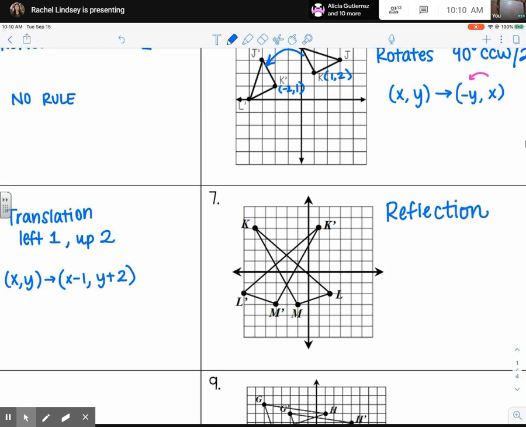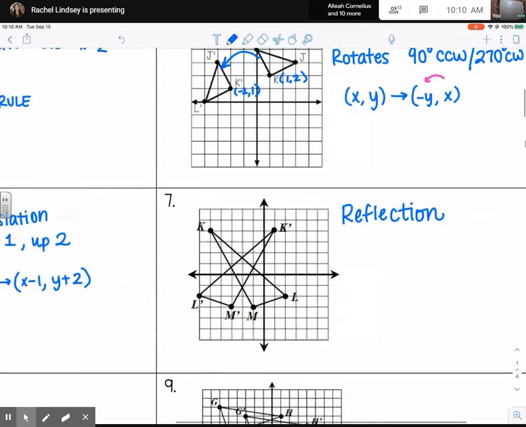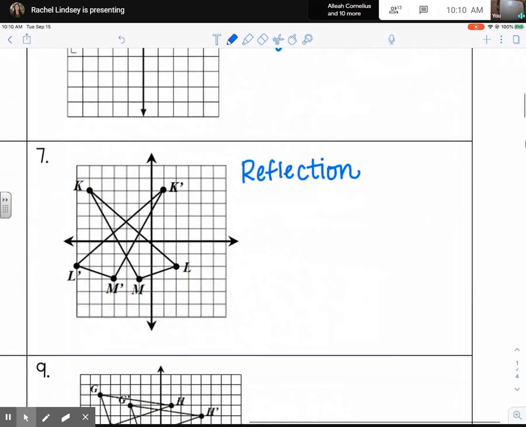It's a line. So I need to see what it's reflecting over, so I'm just going to connect all my coordinates and go halfway between all of them. X equals -2. See where it crosses right here at -2 on the x-axis. So it's a reflection over x equals -2. And is there a rule for that?